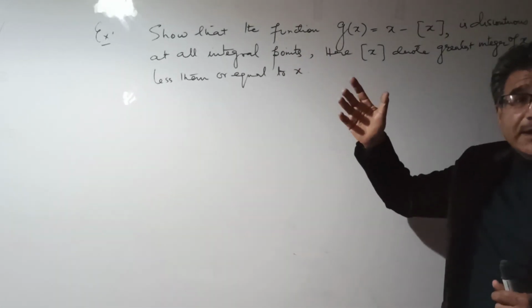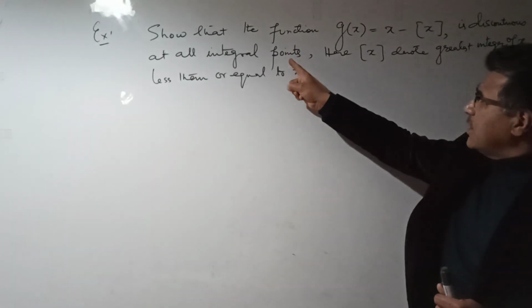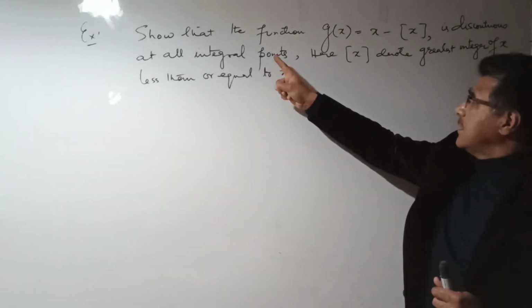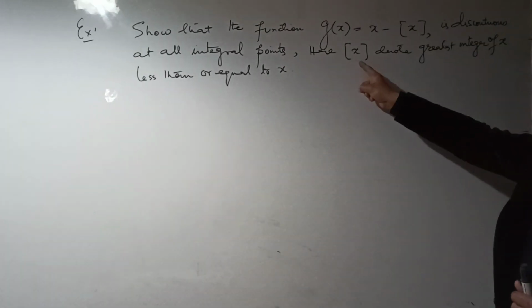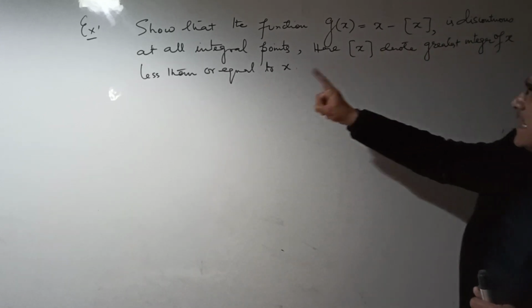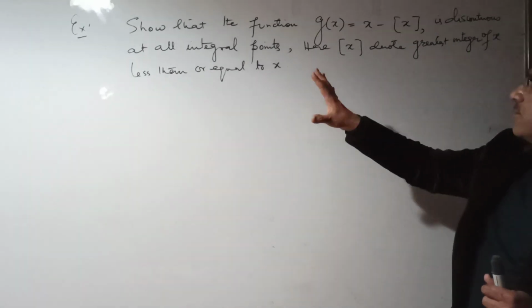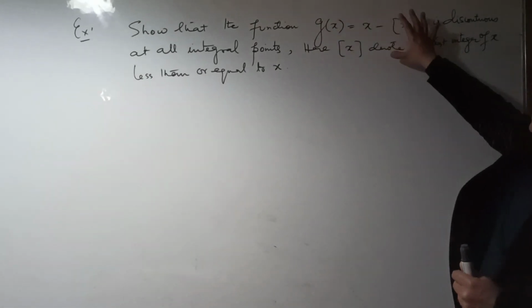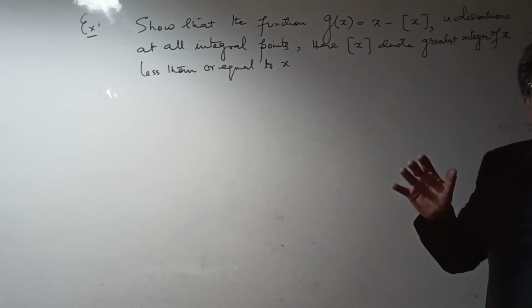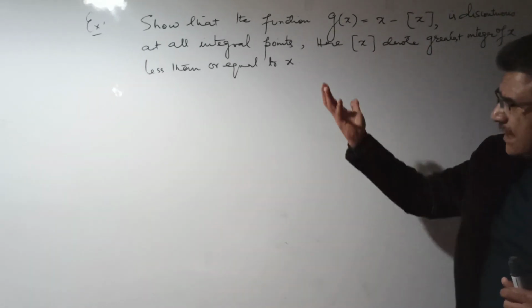Now you know what are the integral points. Integral points are integers. So this function is discontinuous at every integer. Here this symbol denotes the greatest integer of x, less than or equal to x. So we have to prove that this function is discontinuous at integral points. Now how to solve this? I'll come to the solution.